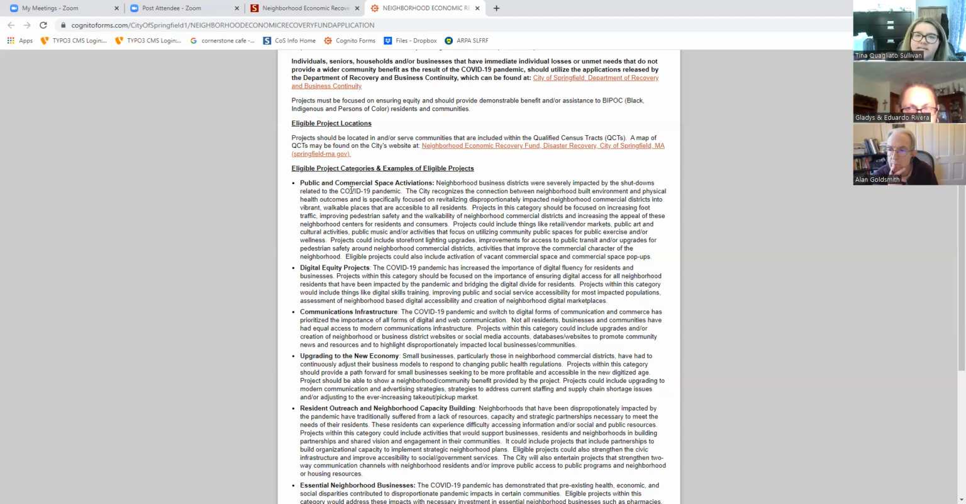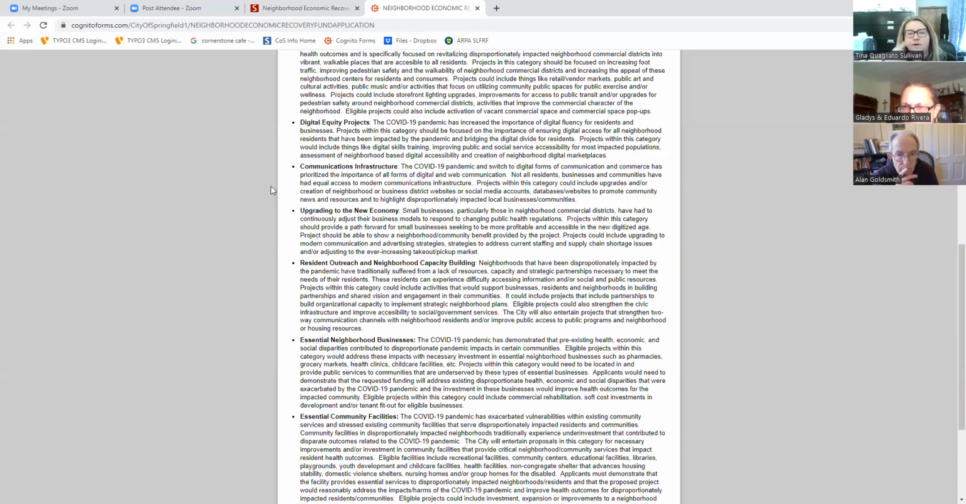Some of the other ideas that folks have been proposing to us are pop-ups in vacant commercial spaces, anything that would activate those commercial spaces in a way that they weren't activated during the pandemic, and that would help those business districts recover from the decreased foot traffic as a result of the pandemic.